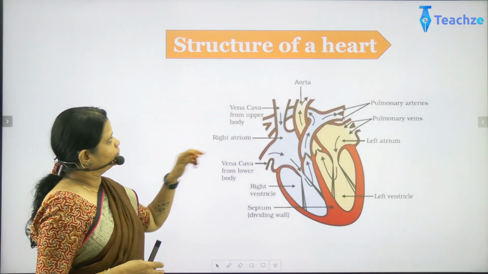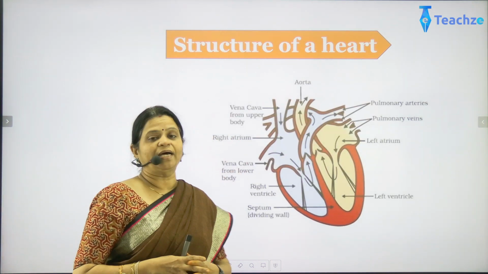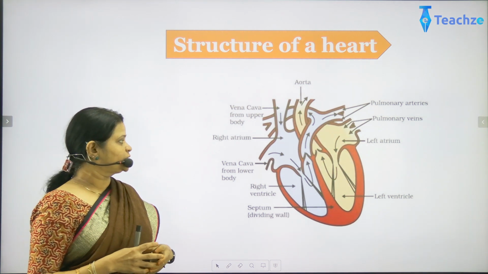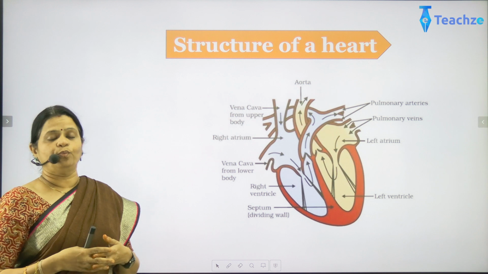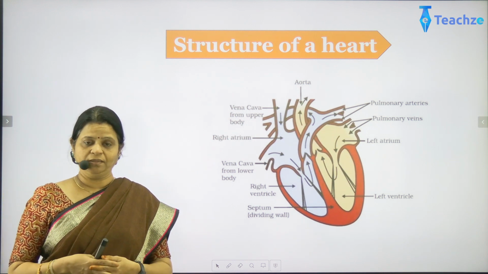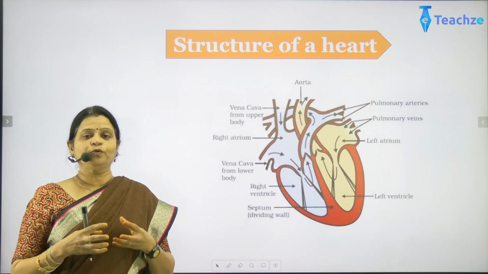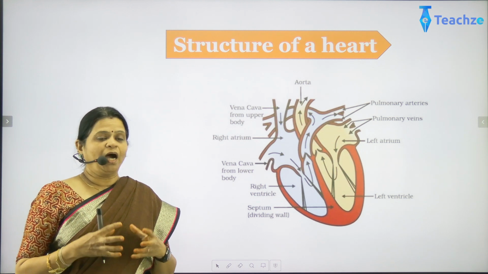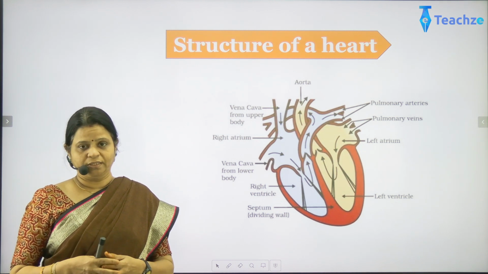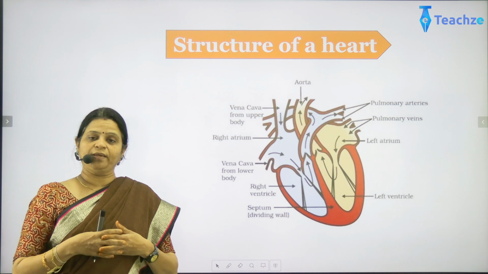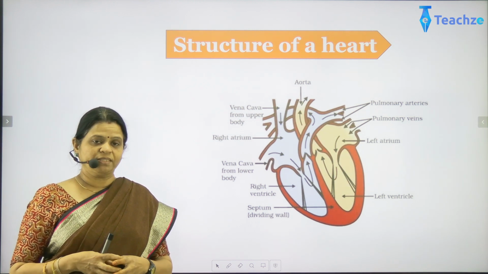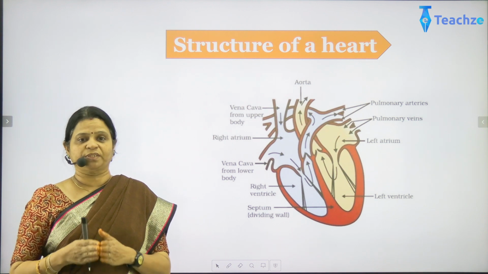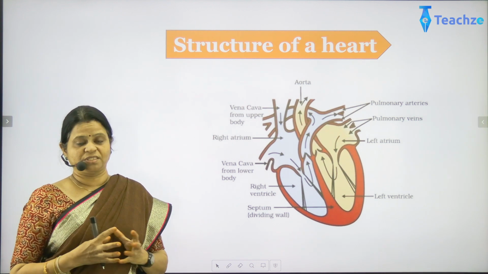First, let's look at the diagram given on the screen. This is the structure of a heart. Before we get into the different parts, let's try to understand a few things about the heart. The heart is a muscular organ, usually present in the higher organisms, especially in the vertebrates. That is the first time we come across this type of structure.